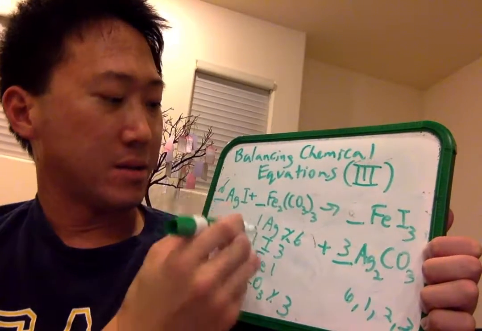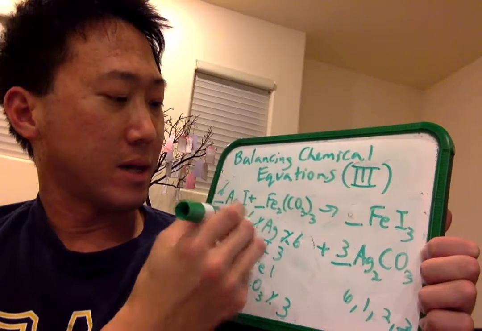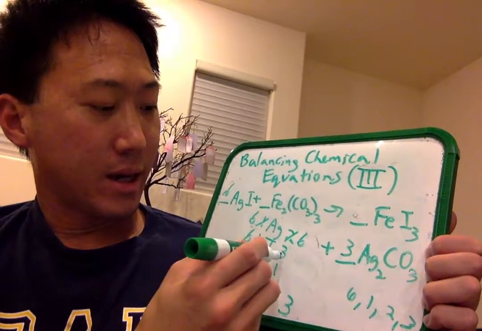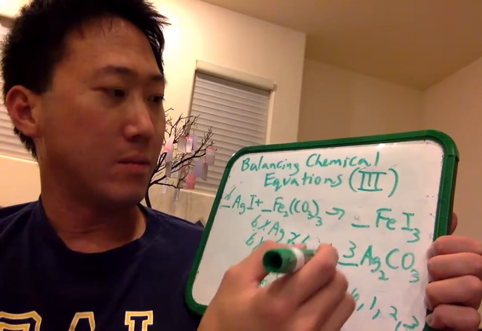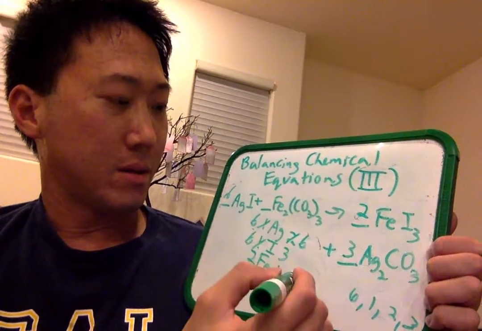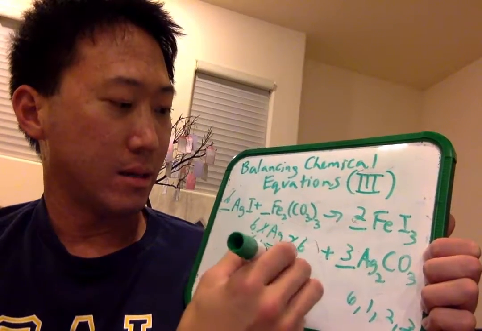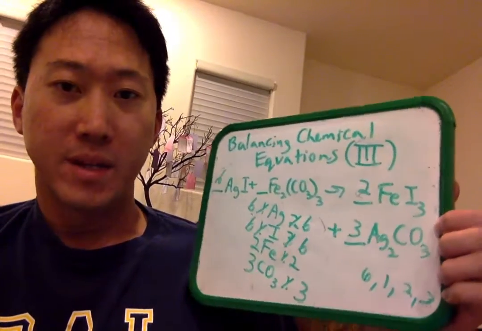So that's going to change our silvers and iodine. So 6 silver, 6 iodine. And now we need to fix our iodine and iron on the right. So we need to put, was it a 2 there, I think? Yeah, 2 irons and then 6 iodine. And then it looks like we are balanced again.